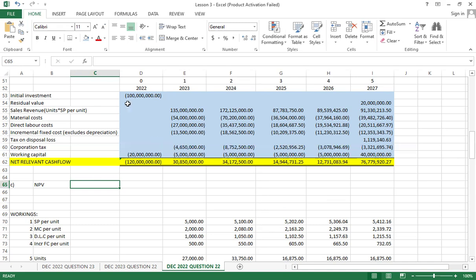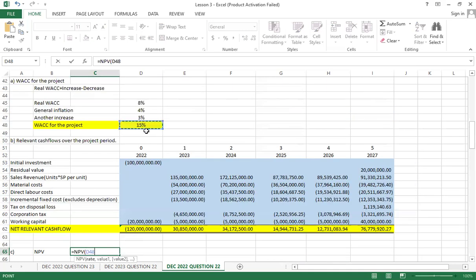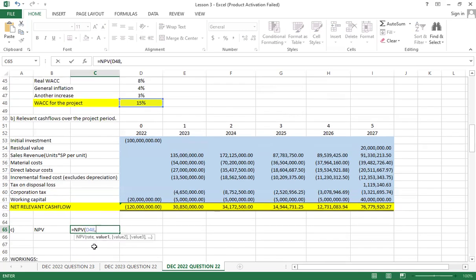Yeah, so we do calculate NPV as well. You say equal to NPV, then you'll have the open bracket. You should start with the discount rate, which is the one we computed in part A, that 15%. So I just copy that, and then comma. What follows is the cash flows, period 1. Remember, you leave out period 0. So the cash flows are period 1 to the last.